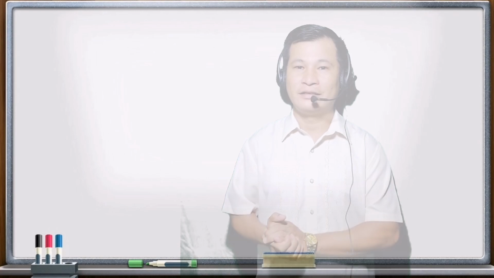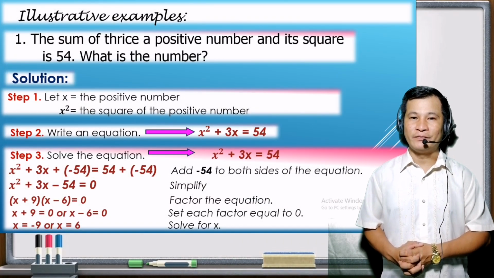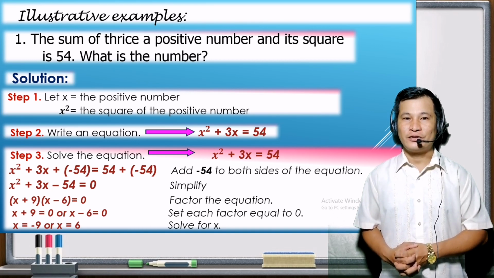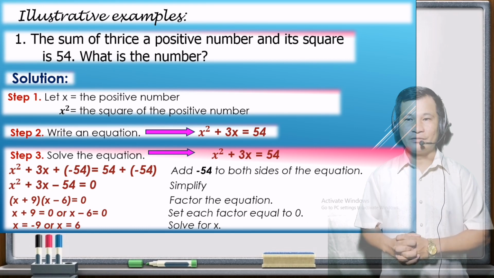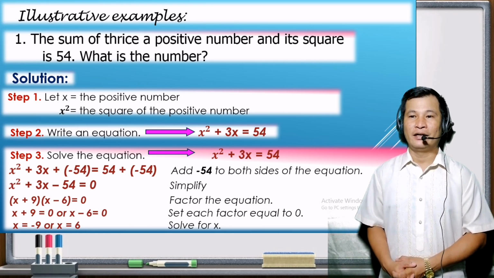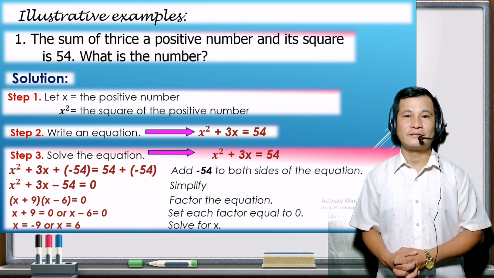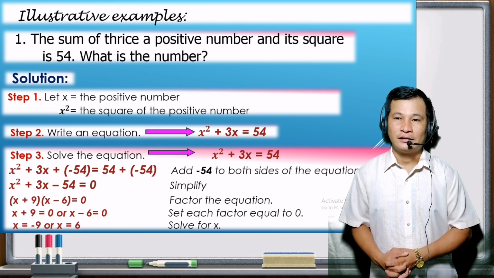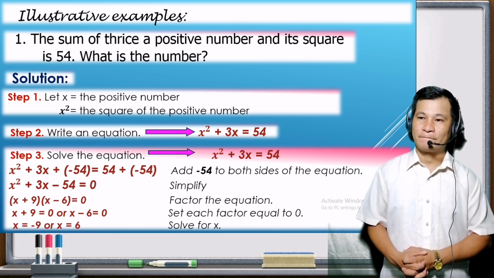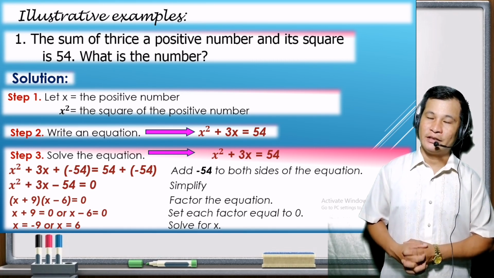examples. Number 1. The sum of thrice a positive number and its square is 54. What is the number? So we have here the step-by-step solution. Step 1. Let x equal the positive number and x squared equal the square of the positive number. Step 2. Write an equation. So in here we have x squared plus 3x equals 54.